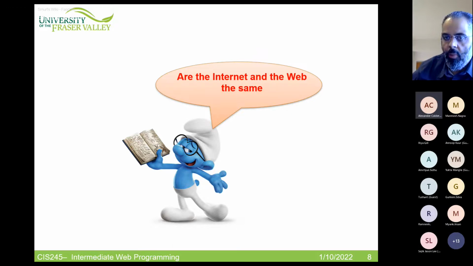Perfect, thank you so much. So the internet, it is a network of networks. Networks of different networks. Yes. Perfect. But the web, we need to clarify it more.